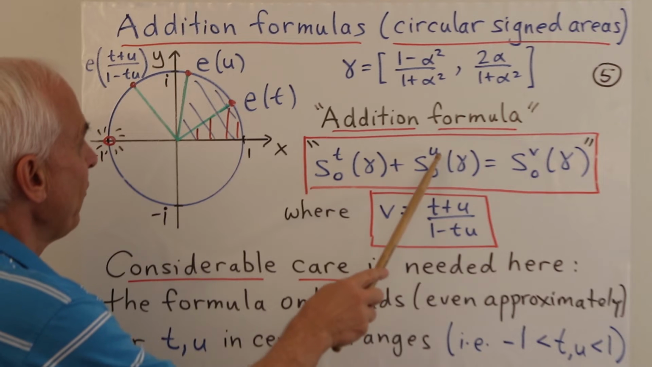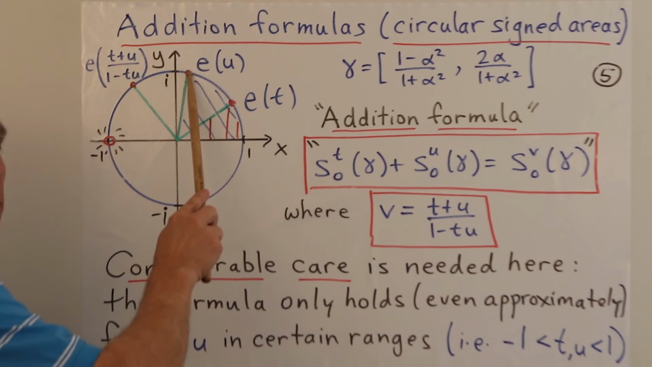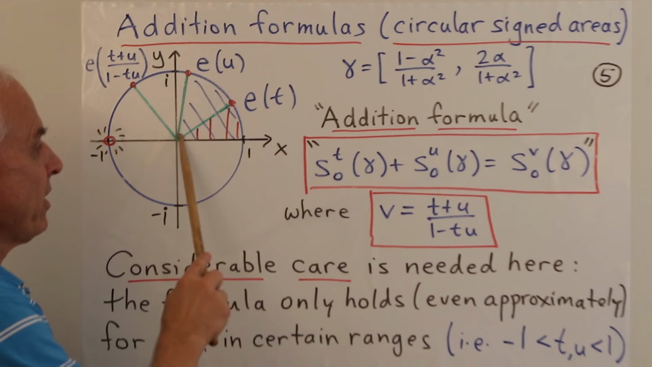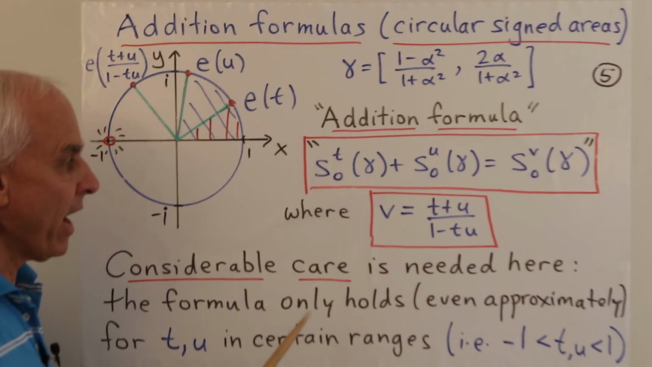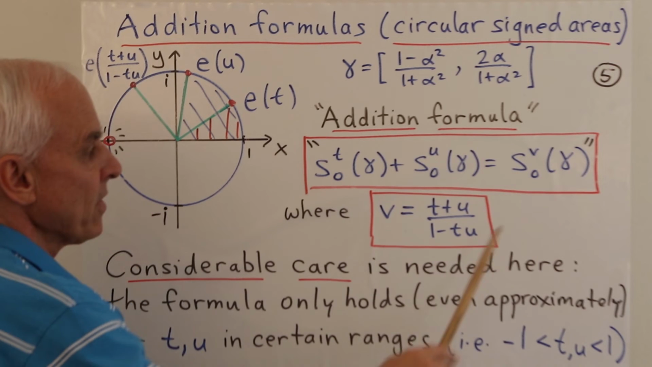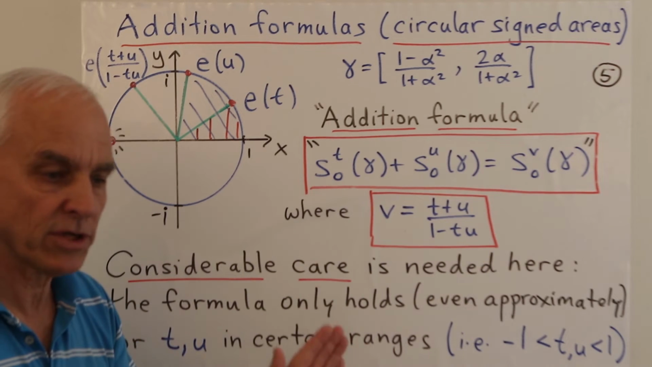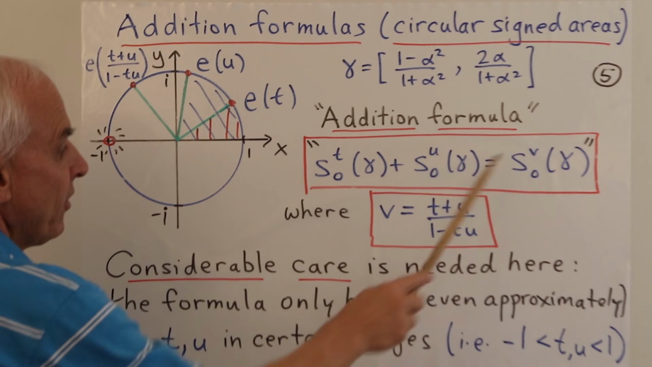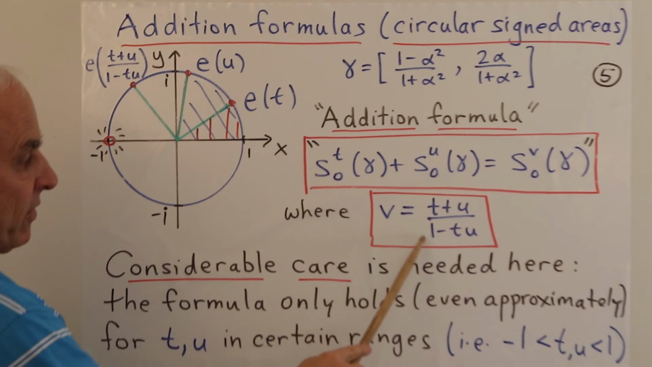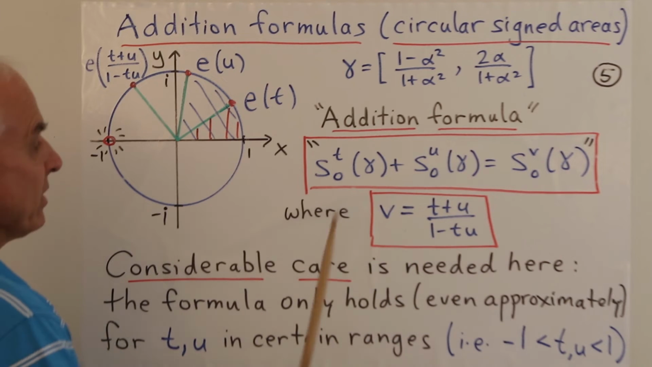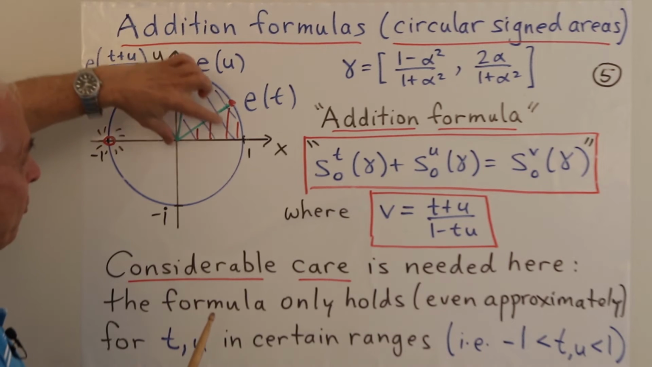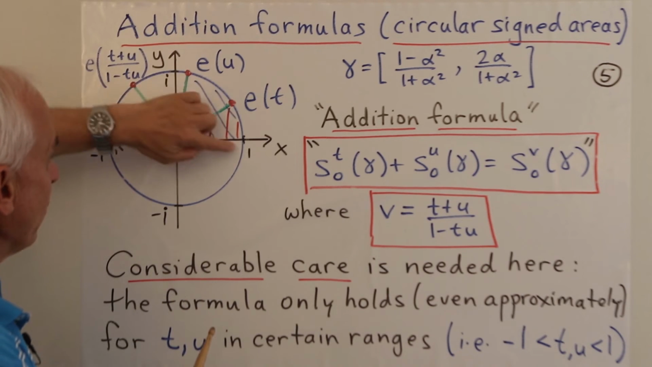The next one is from 0 to another value, say u. So the first one is the red one, and the second one is the blue one. And the sum of these two is then the signed area of a third sector from 0 to, say, v, where this v is exactly that expression we've just seen, t plus u over 1 minus tu, that point over there in this situation here. So in terms of angles, you're adding that angle to get this angle.